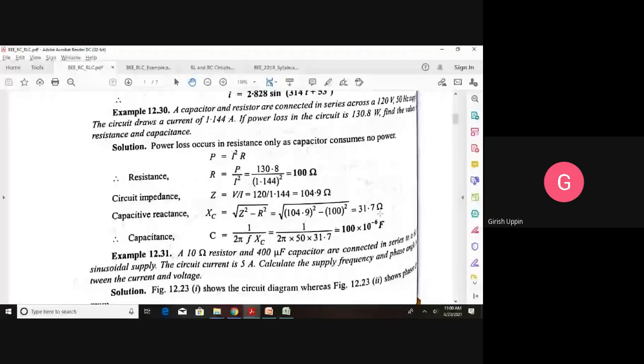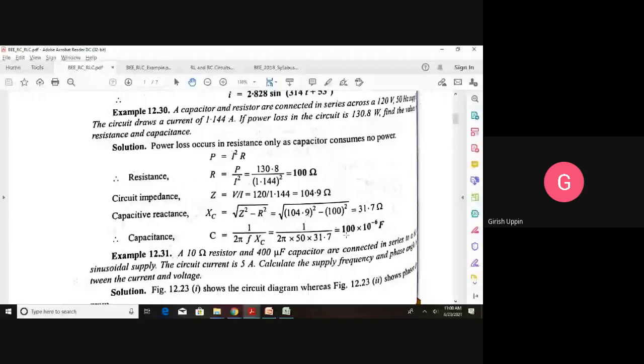Now, therefore, capacitance: we know that Xc is equal to 1 by 2 pi Fc. Rewriting that equation, C is equal to 1 by 2 pi F Xc. And all these values are known. F is known, Xc is known. If you substitute those, you get 100 into 10 raised to minus 6 farad as the capacitance, or 100 microfarad is the capacitance.